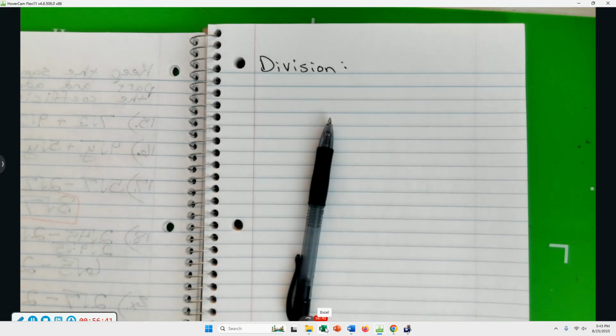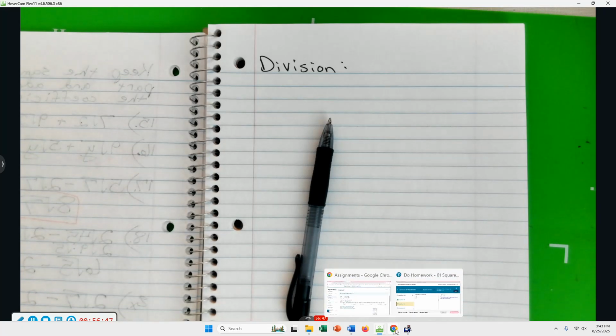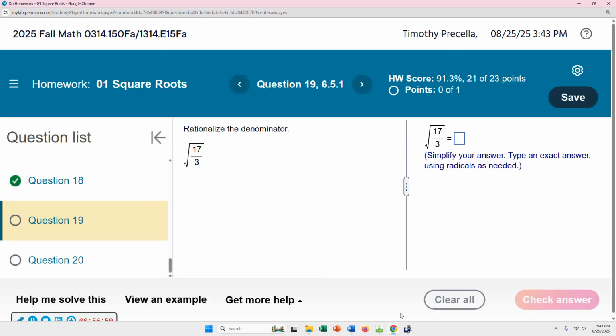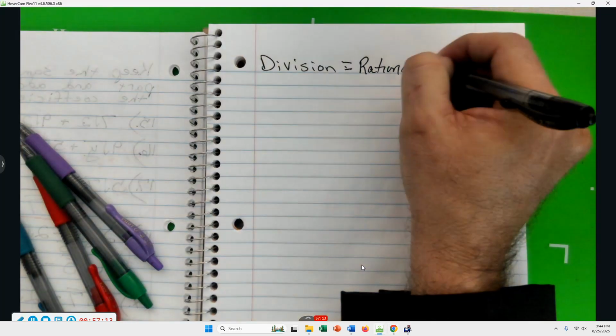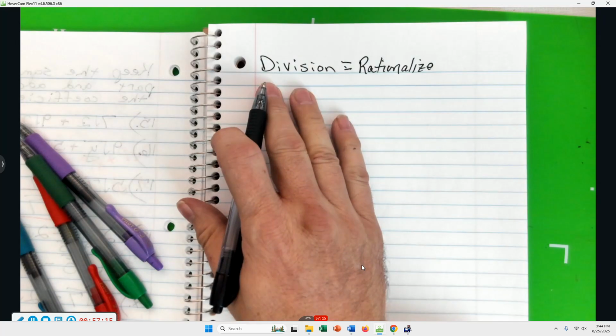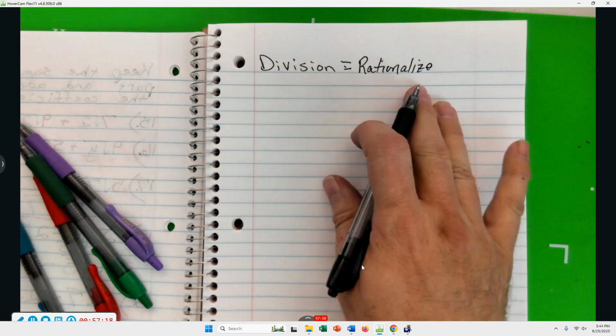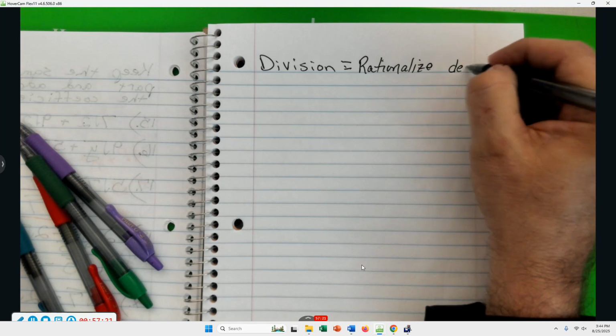Division of radicals is also called rationalizing. And I'll let Tony take over for the last 2 problems, we'll see how you do. Some terminology: rationalize, that we're dividing. Rationalizing the denominator. Division of square roots is also called rationalizing denominators.